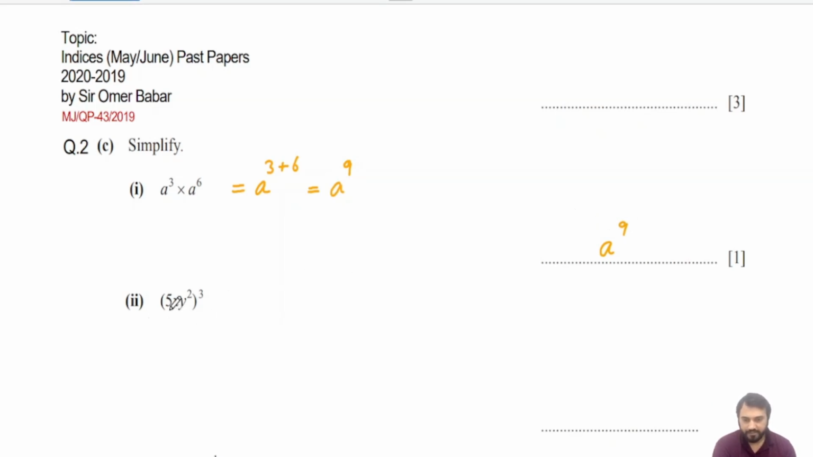The next part is 5x y square whole power 3. Again, we take power of every term inside the bracket. So 5 raised to power 3 and x raised to power 3 and y square whole raised to power 3. Now just simplify. 5 into 5 into 5, that is equal to 125, and x cube remains the same. Power of power, we multiply, just multiply them. 2 into 3, that is equal to 6. Answer to this one is 125 x cube y raised to power 6.